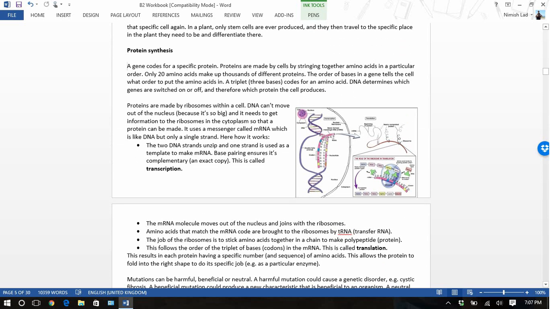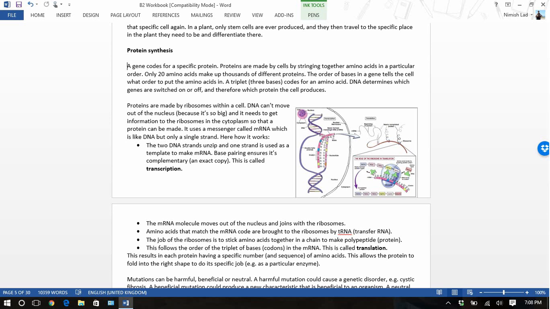protein synthesis is what it says on the tin. It's making proteins. Proteins are made by cells by stringing together something called amino acids, and they put these amino acids in a specific order, and then that protein can do a job. There's only 20 amino acids, and those 20 amino acids can make up thousands of different proteins. The order in which the bases in a gene are put together tells the cells what order to put the amino acids in. So a triplet, or three bases, codes for an amino acid. So 3 base pairs together code for an amino acid.